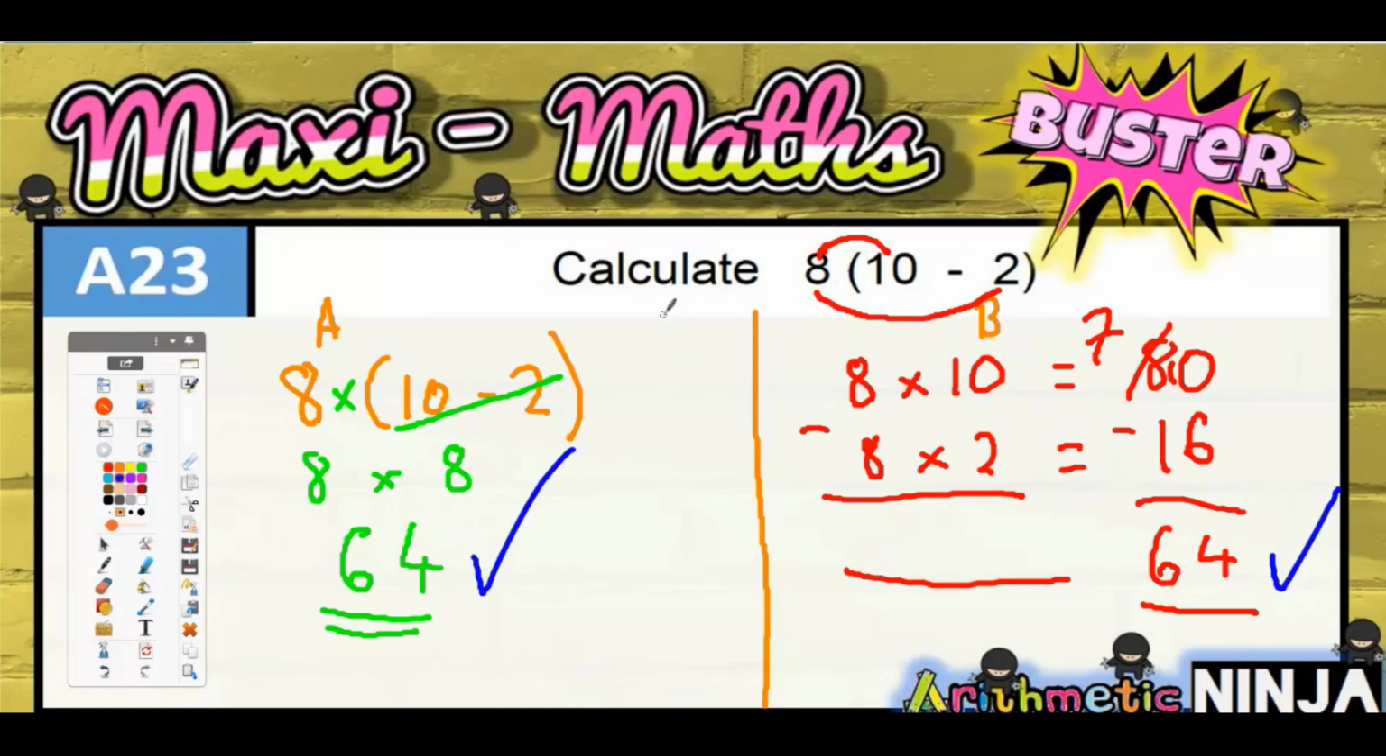So just to recap, you can either work out the answer to the bracket first and then times it by the number in front of the bracket, or do each thing inside the bracket individually times by 8, and then that will also give you 64.